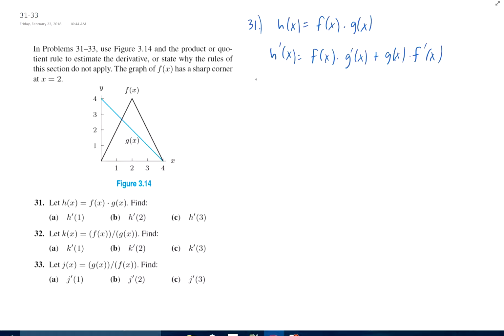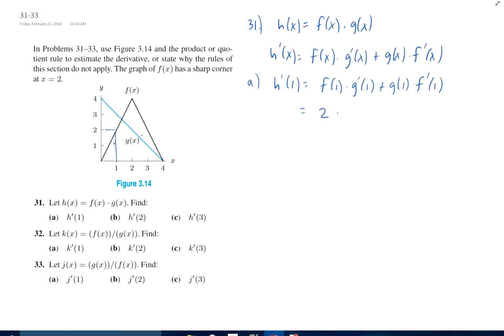So now for A, h prime of 1, I'll write this out, is f of 1 times g prime of 1 plus g of 1 times f prime of 1. Well, how do we know what those numbers are? Let's look at the graphs. F of 1 is, we're going to go with 2.